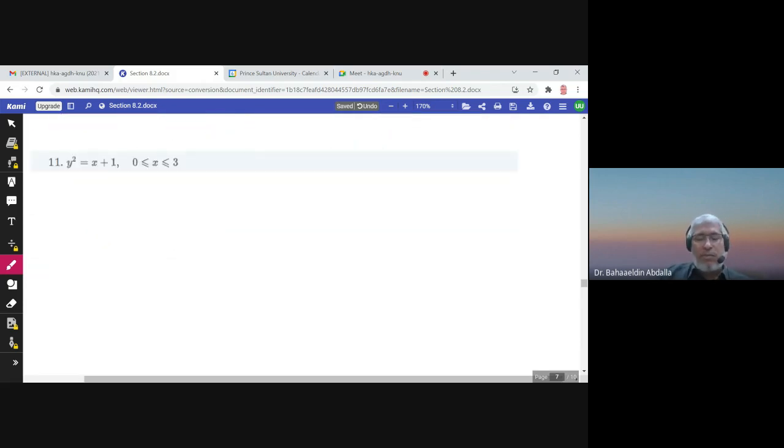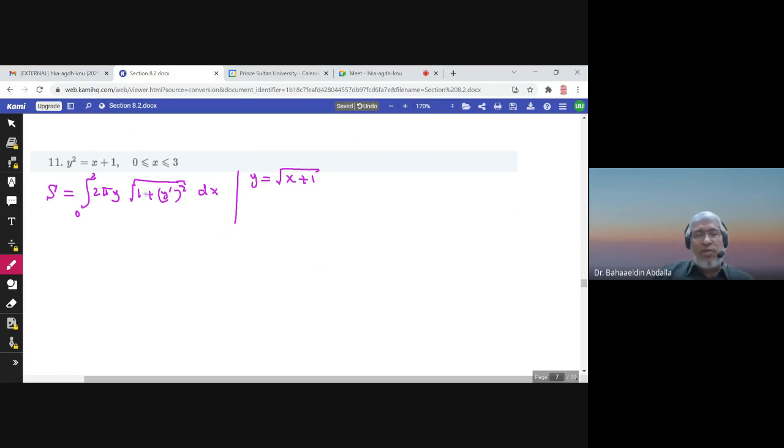Here, still the rotation is about the x-axis. So 2 pi y ds. And I have the limits of x here. So I will write the ds with respect to x. So 1 plus y prime square, or dy by dx square. And I need y to be written as a function of x. So y is square root of x plus 1.